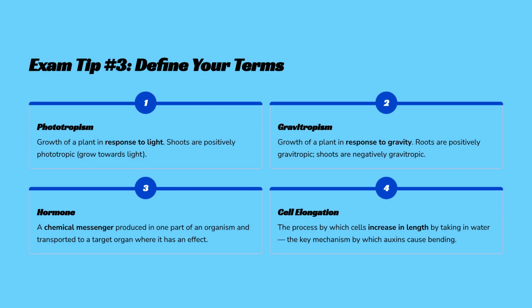Exam tip 3 is about defining your terms. Ensure you can clearly define phototropism, gravitropism, hormone, and cell elongation. For example, phototropism is growth in response to light, and a hormone is a chemical messenger.